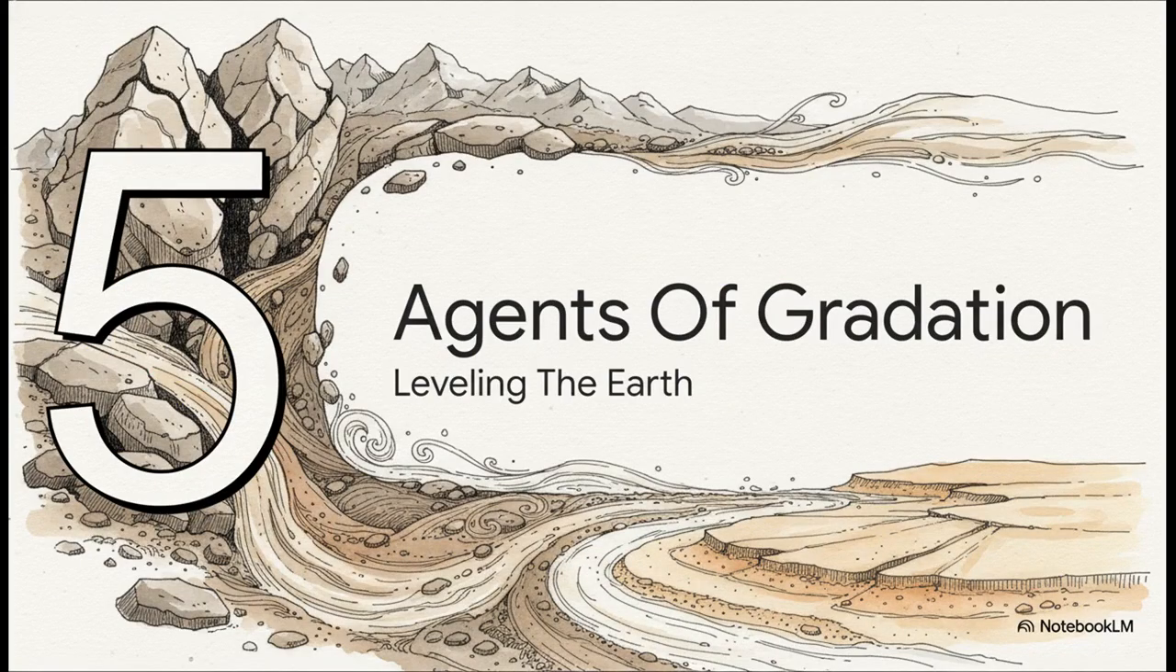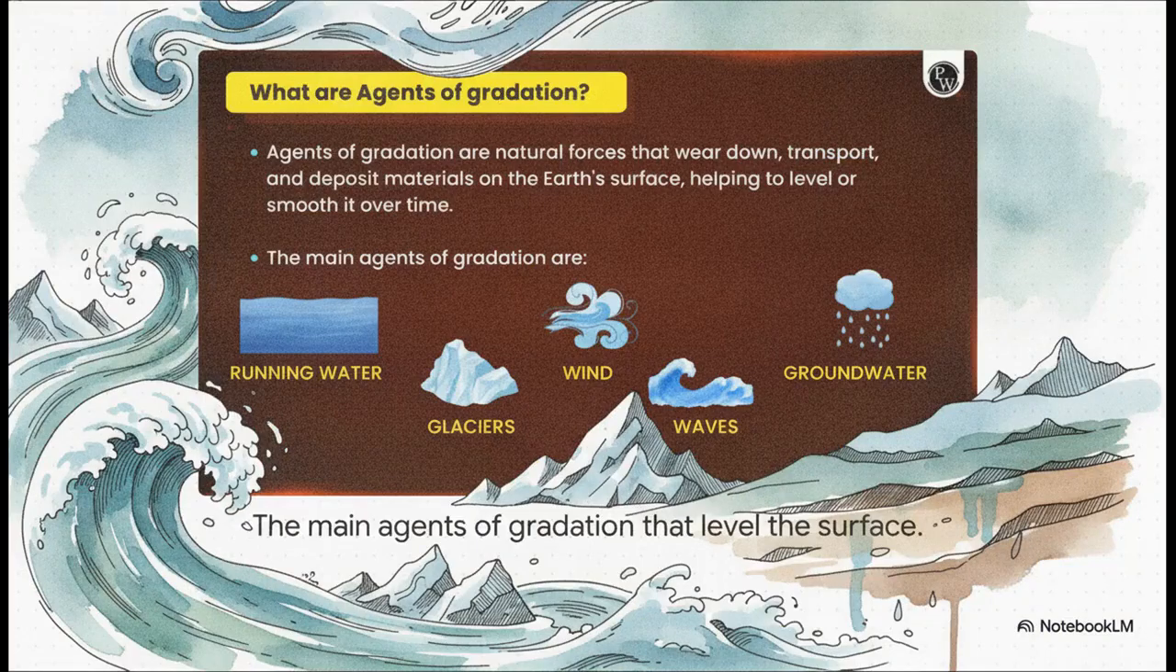On to part 5, the agents of gradation, leveling the Earth. So when you combine these external forces, the weathering, the erosion, and the eventual dropping off or deposition of all that material, you get what geologists call gradation. It's this grand, sweeping process of leveling the Earth's surface over time.